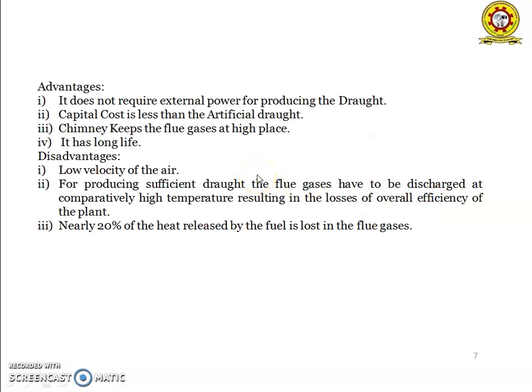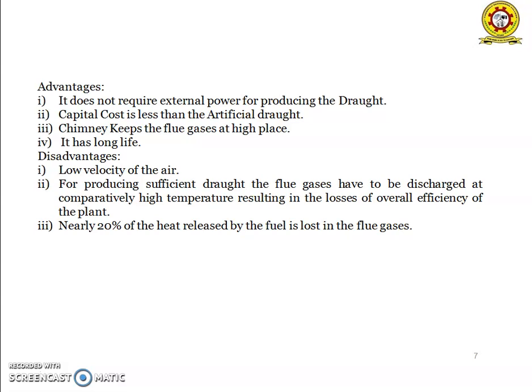Advantages: it does not require an external power supply for producing the draught. The capital cost of the investment is less than that of the artificial draught. Maintenance cost is nil as there are no mechanical parts here. The chimney keeps the flue gases at higher places in the atmosphere, which prevents contamination of the atmosphere, and it has a longer life. And the disadvantages are it has low velocity of air.